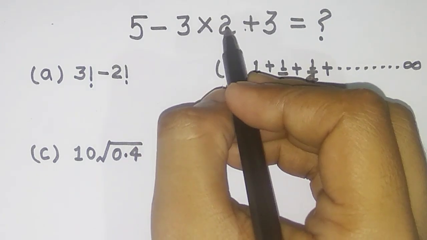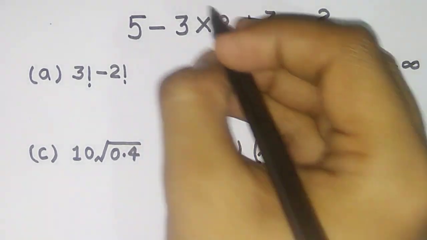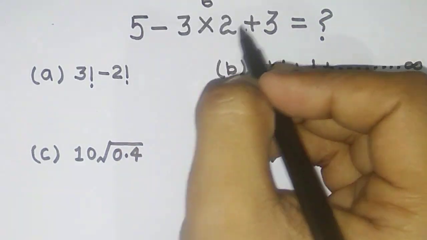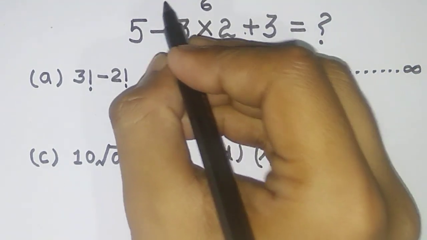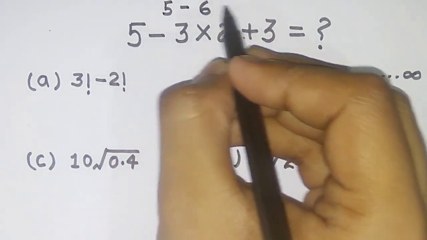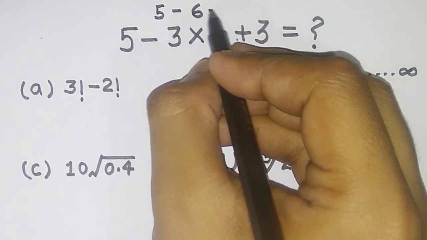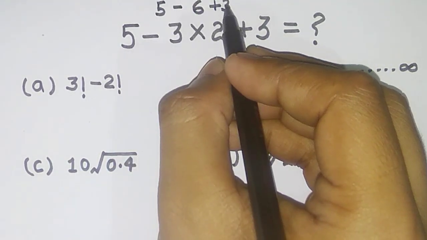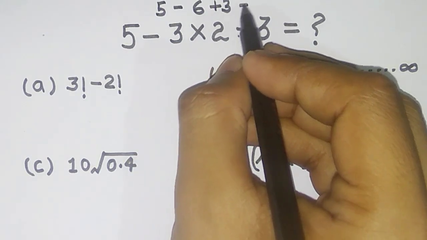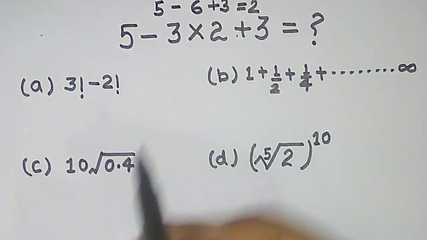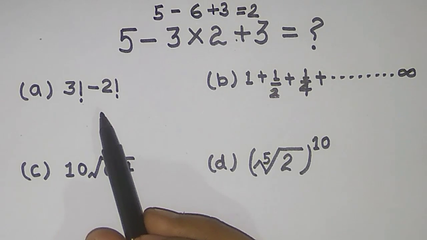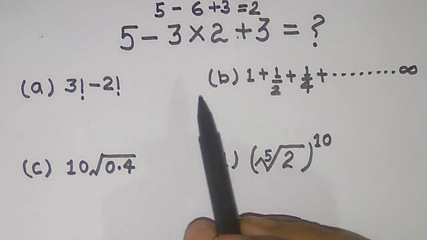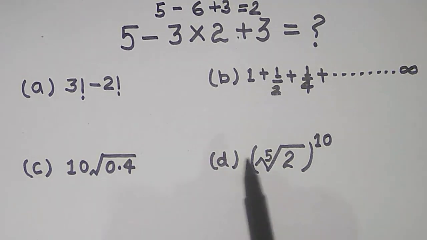So 3 into 2 is 6. So the new expression will be 5 minus 6 plus 3. Okay, so 5 plus 3 will be 8. 8 minus 6 will be 2. So the answer will be 2. But when we see the options, nothing is given in the options like exactly 2. So we need to calculate each of the options.